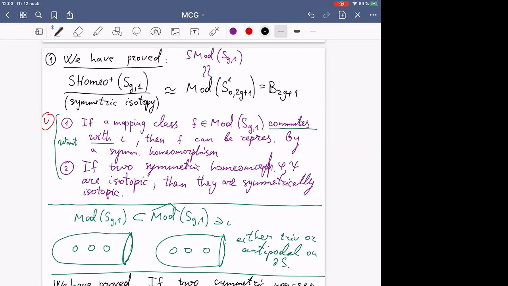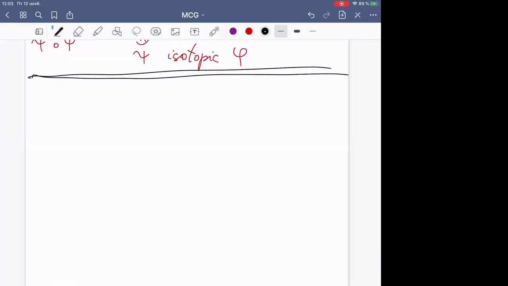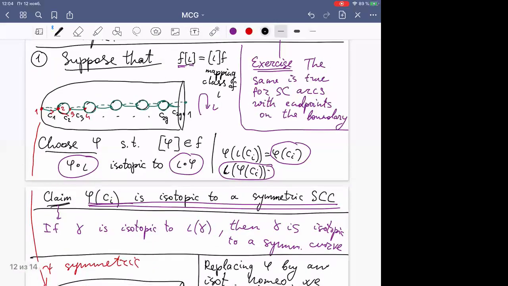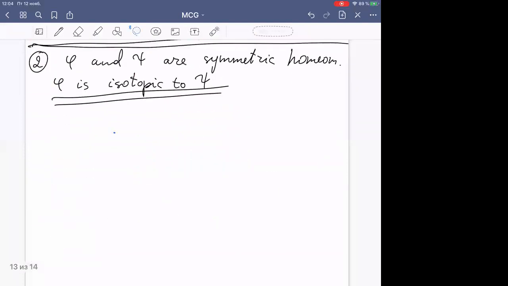Now let us prove the second assertion. So now we assume that phi and psi are symmetric homeomorphisms such that phi is isotopic to psi. And we would like to prove that phi is symmetrically isotopic to psi. We again take the same picture, the same chain of curves.